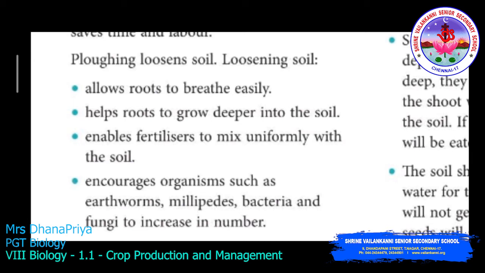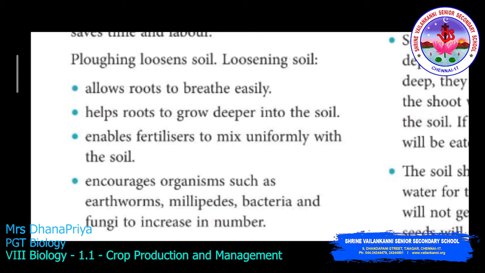It encourages organisms such as earthworms, millipedes, bacteria and fungi to increase in number. You know earthworm is the farmer's friend, isn't it? So the more air in the soil promotes growth of microbes and earthworms, which in turn improves the soil fertility. So we are seeing organisms like earthworms, millipedes, bacteria and fungi increase the yield.